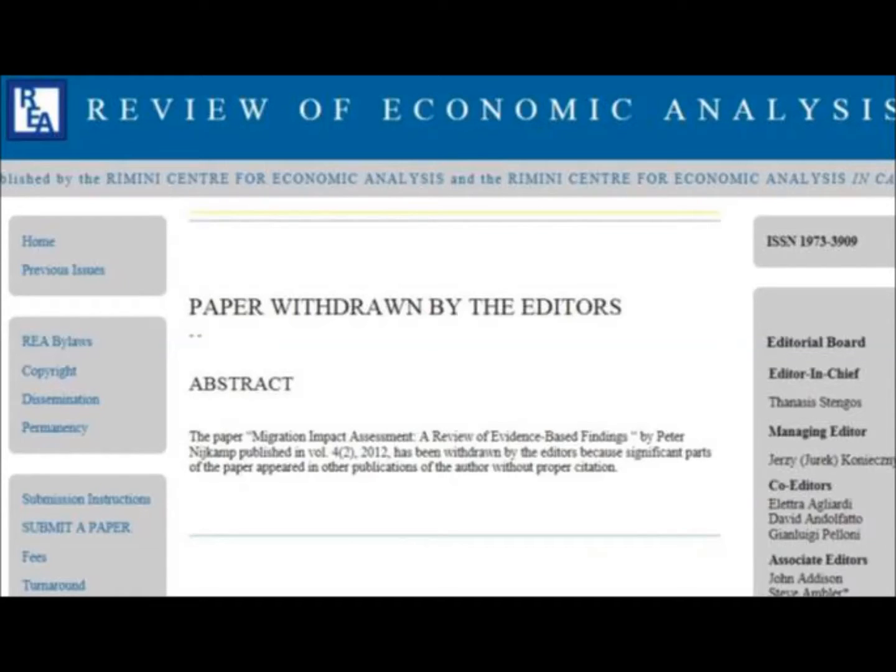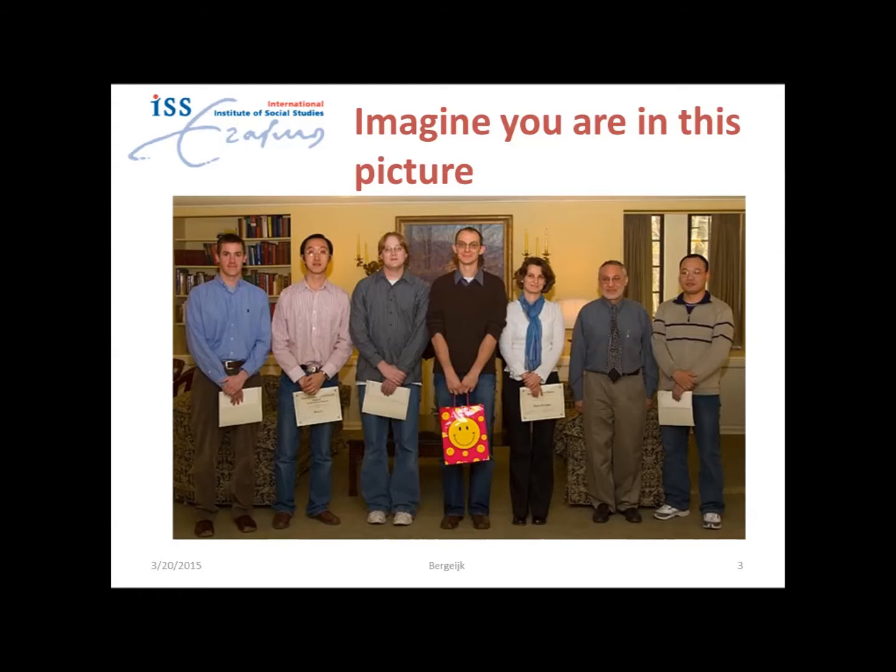Now take a look at this picture and imagine that you are in this picture. Simply pick one of the persons that you see. These are happy persons because they just graduated. These are PhD candidates and they got a special certificate, so this is in honor of all these persons, right? You can imagine that this is a photograph that you would keep on top of your desk to show to other people.